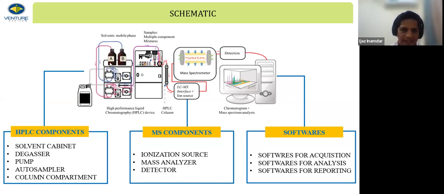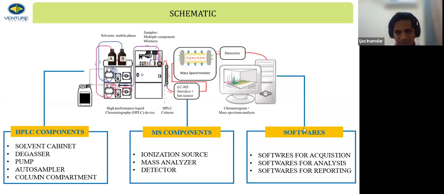When I talk about an HPLC component, it has various components. We can add, delete, or modify any component, but these are the basic components. So we have a solvent cabinet, then we have a degasser, then we have a pump, the autosampler, and the column compartment. When we talk about MS components, the various modules that are attached are the ionization source, the mass analyzer, and the detector.